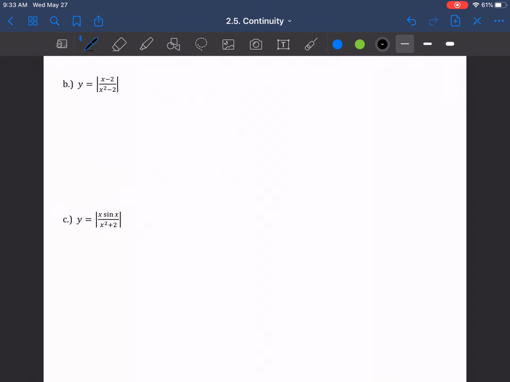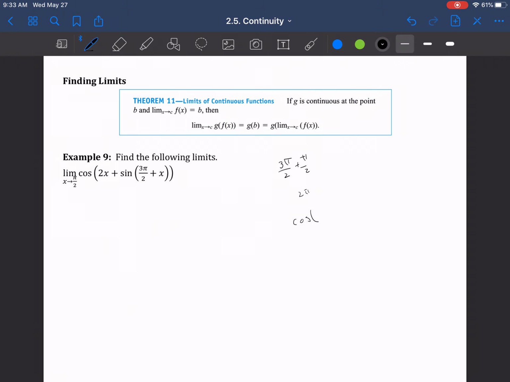I'd like you to go ahead and give a try to use those rules and see if you can show that these are continuous functions. And then next, let's take a look at finding limits. Sorry, I was scribbling some stuff there before I was looking through this ahead of time. So find the following limits.